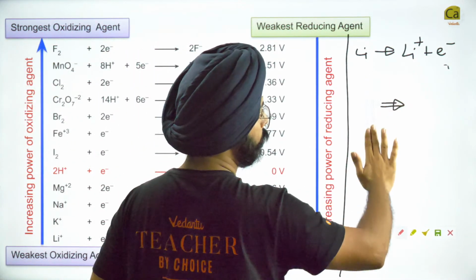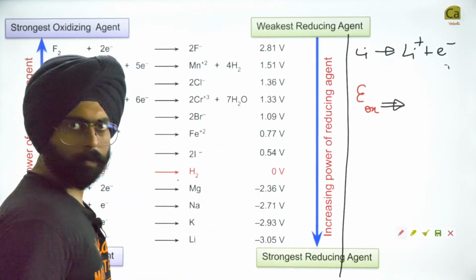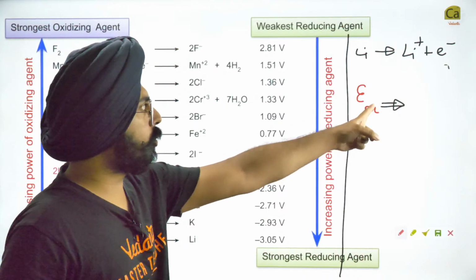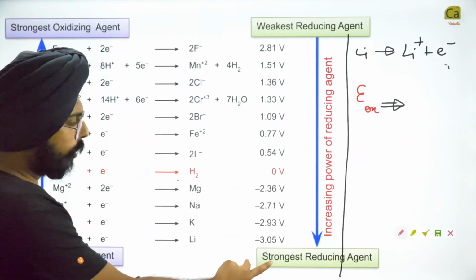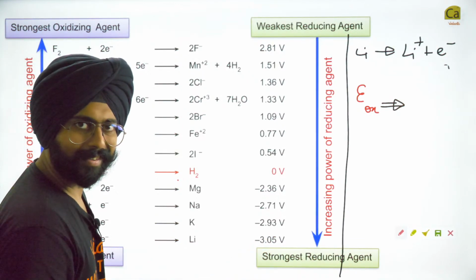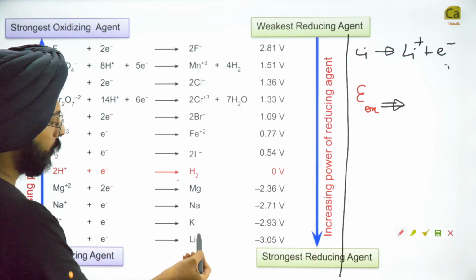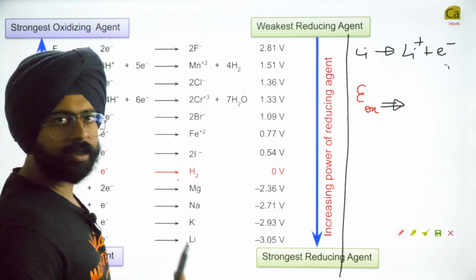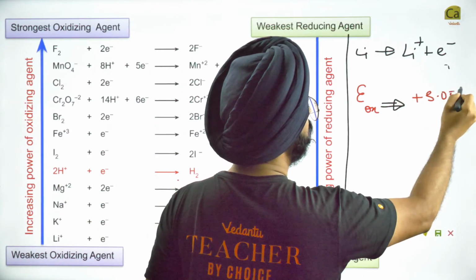So since this is an oxidation reaction, I can write E of oxidation. E means electrode potential, ox means oxidation. Can you quickly tell me what will be the value? Of course, the negative of this guy. From here to here, if the voltage is minus 3.05, from here to here, voltage will be plus 3.05. This comes out to be plus 3.05 volts.